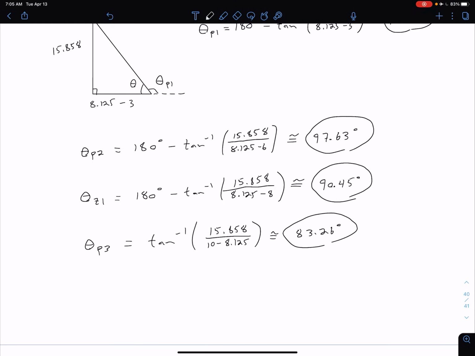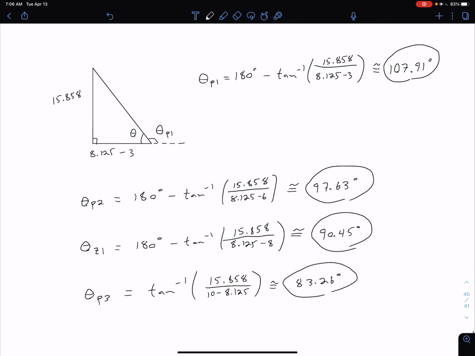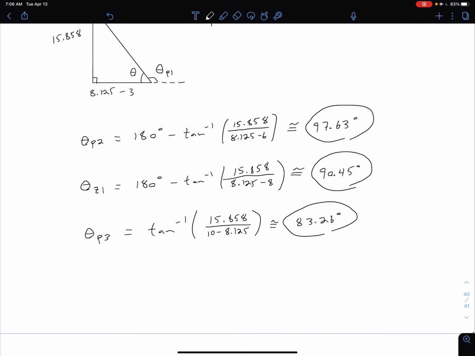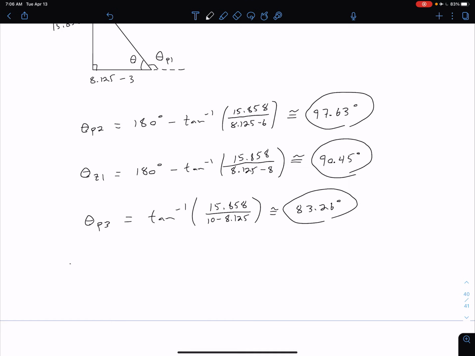Okay, so now what we do is we're going to sum all of these angular contributions. And remember, what we want is the sum of our zero angles minus the sum of our pole angles to be equal to some odd multiple of 180. But of course, right now we don't have that, so let's go ahead and see what we have.